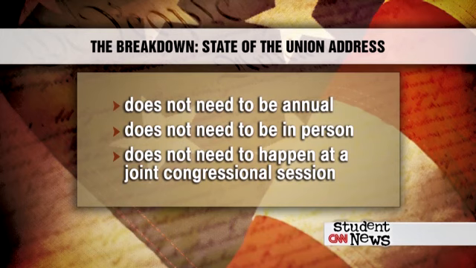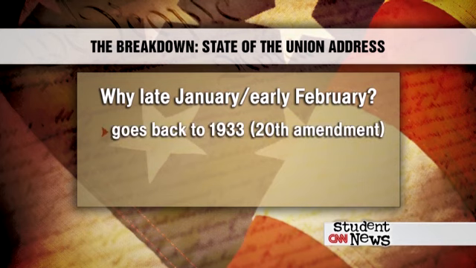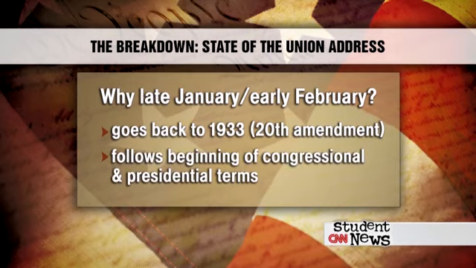Here's why the State of the Union address is delivered in late January or early February. The 20th Amendment was ratified in 1933, and it specifies that congressional terms start on January 3rd and presidential terms start on January 20th. So it's when everyone is seated in office that the speech is given in late January or early February. A little history for you.